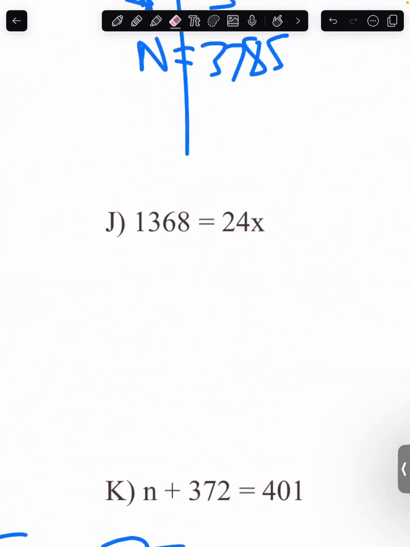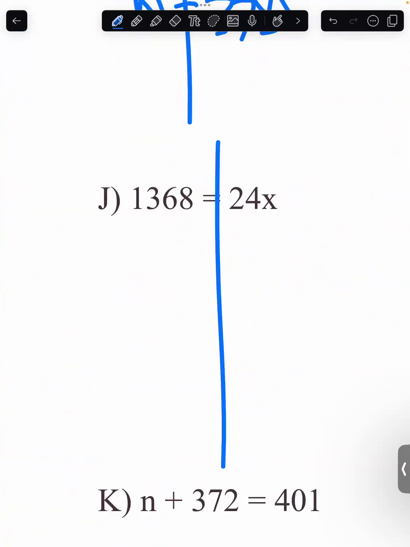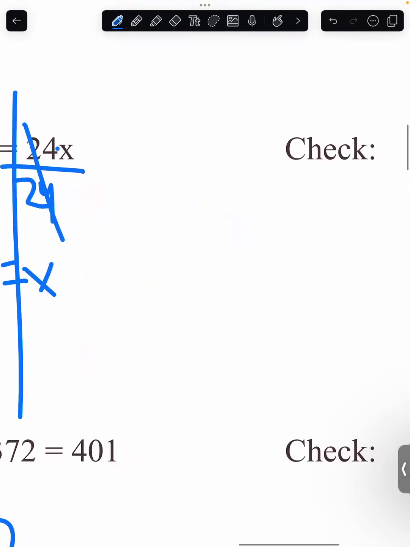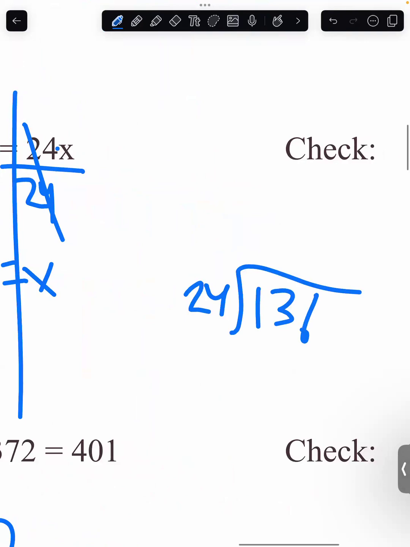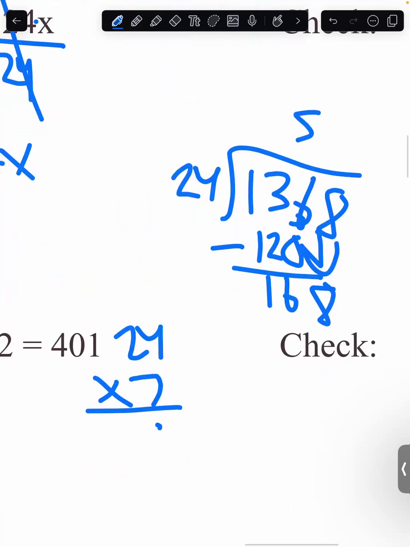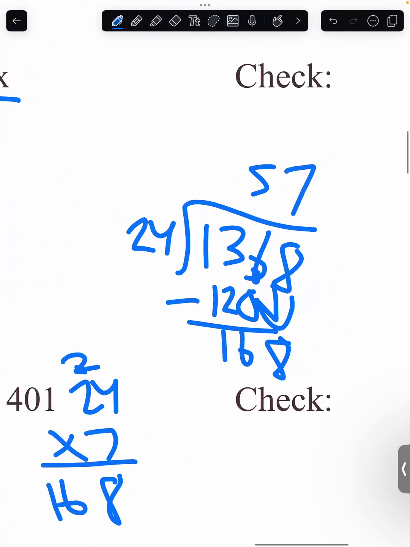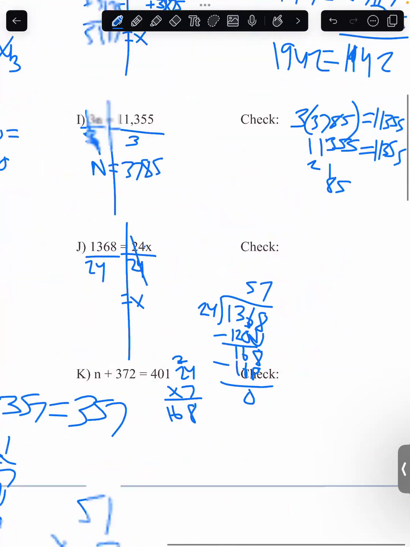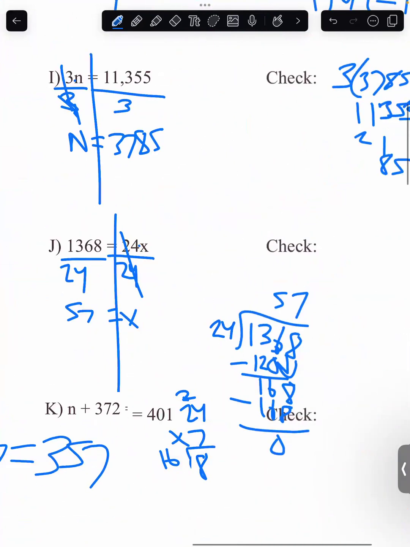All right, so we have 24 times x equals 1368. That's times, so the opposite is divide both sides by 24. Leaves us with x equals, so 24 into 1368. So 24 times 5 is 120. You might need to do that to the side. Okay, so that's 16. Bring down your 8. 24 times 7, I do believe it is 168. And it is. Okay, so that means x equals 57.